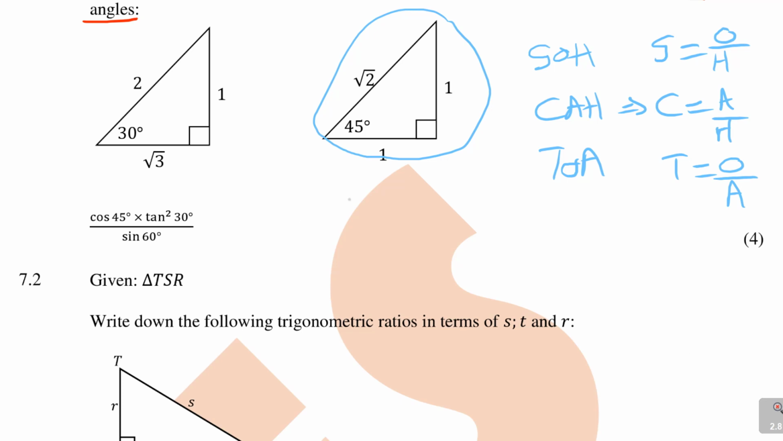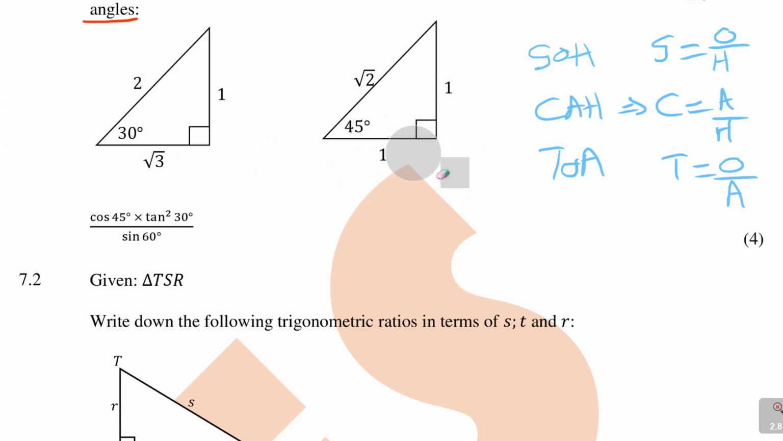Now we also need to identify, and label, these triangles. Very important. What do we call this side, between adjacent, opposite and hypotenuse? I'm going to say it's O.